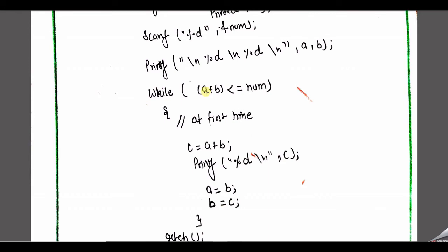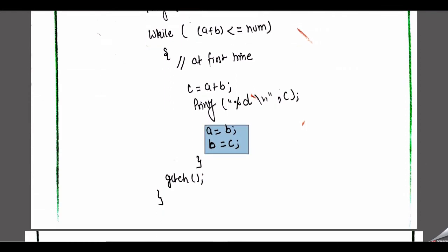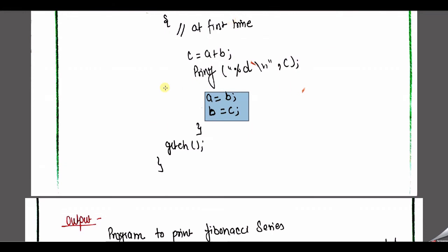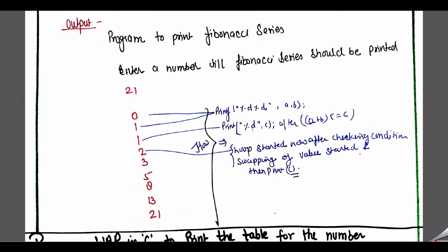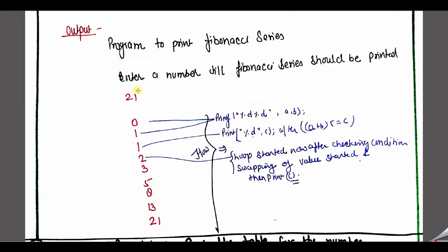So again, according to the new values of A and B, we check whether A plus B is less than or equal to your limit or not. If it is okay, then again we perform A plus B, store it into C, print this value C, and again assign B into A and C into B, and go through the loop again, and so on, until the sum exceeds your limit. Like here, just see the output screen. Here I mentioned the limit of the Fibonacci series as 21.